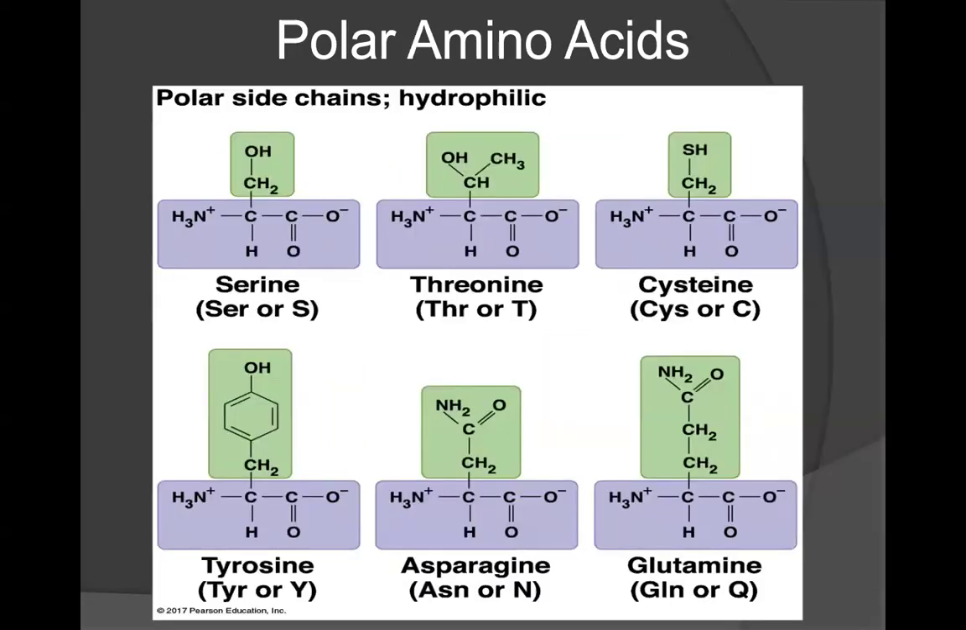Now let's take a look at the polar amino acids. All of the amino acids below have something in common. Aside from cysteine, all of the amino acids below have oxygen present. If you remember, oxygen is considered to be highly electronegative, which means that it's going to be pulling electrons closer to it. As a result, this gives polarity to the side chains. So these are considered to be polar. They're also considered to be hydrophilic.